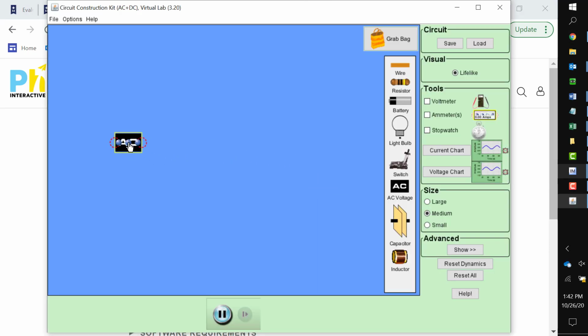So before we had the DC, and you were able to see the current flowing through that. So now I'm going to put an AC source on here, connect it to a wire, connect it to a light bulb, connect that to a wire. I'm going to have to make a full circuit again. Let's put a switch in here.